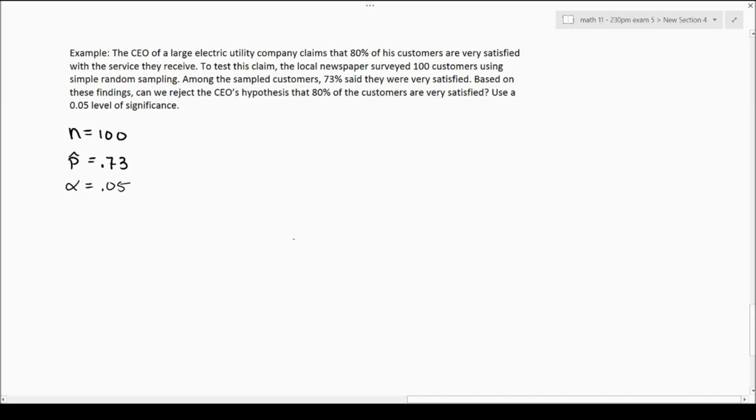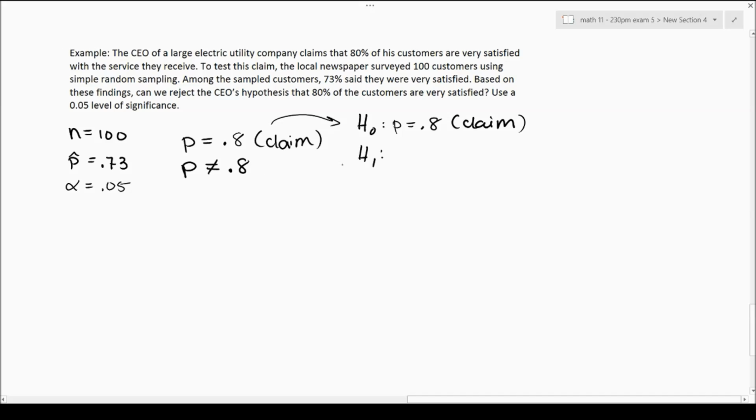And we can come up with the rough draft of our claims. The claim is that 80% are very satisfied, so that the population proportion is 80%. So the opposite statement mathematically would be not equal to. I should put this as the claim, sorry. We don't actually even have to change anything to formalize our hypotheses, since we already have a strict equality, the equal sign. Remember, whichever one has the equals in it somewhere becomes the null. The other statement becomes the alternative.